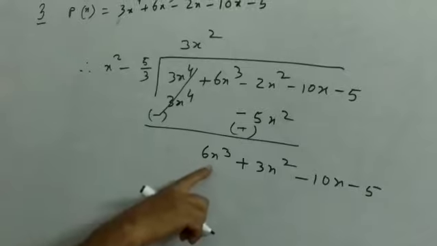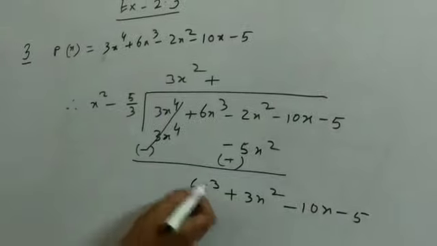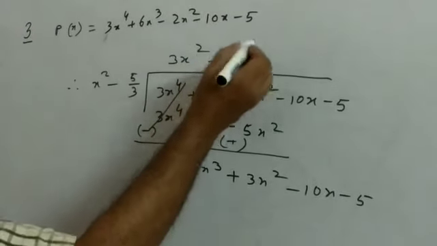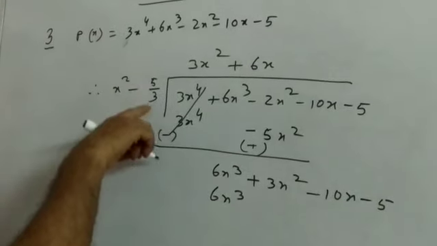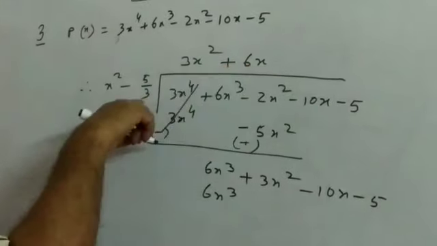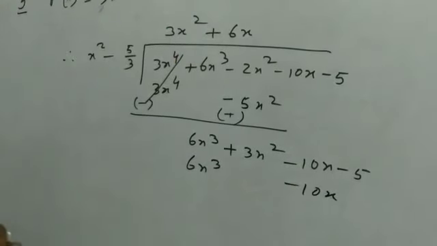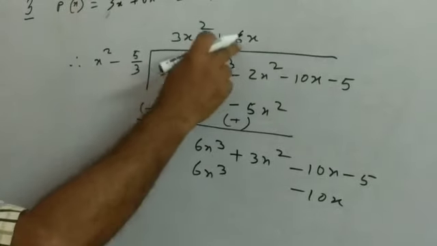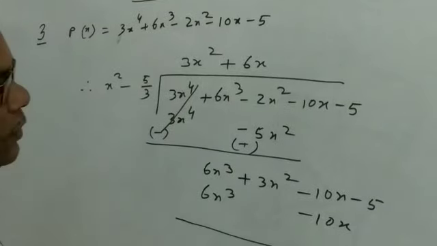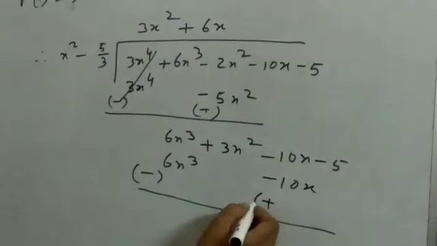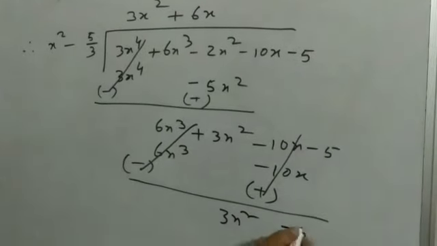Now here the first term is 6x cube, the sign is plus. Now to get 6x cube with x square, the term should multiply with 6x. So it is 6x cube. Now minus 5 by 3 into 6x: if we cancel 6 by 3, 2 into 5 is 10, that is minus 10x. Is it clear? So now next line is minus and it is plus. This term and this term totally cancel, and it is 3x square minus 5.